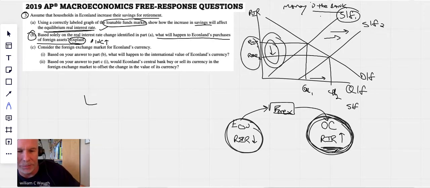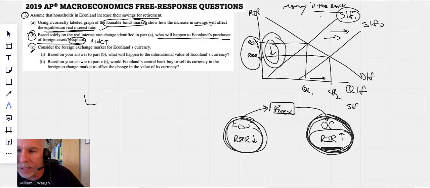And that's what they mean by foreign assets, foreign investment assets. I think that would have been a little bit clearer there for us. So there would be an increase, and we would simply explain that again: as Econoland has lower real interest rates, they would purchase more other countries' foreign assets to get those higher interest rates in other countries.